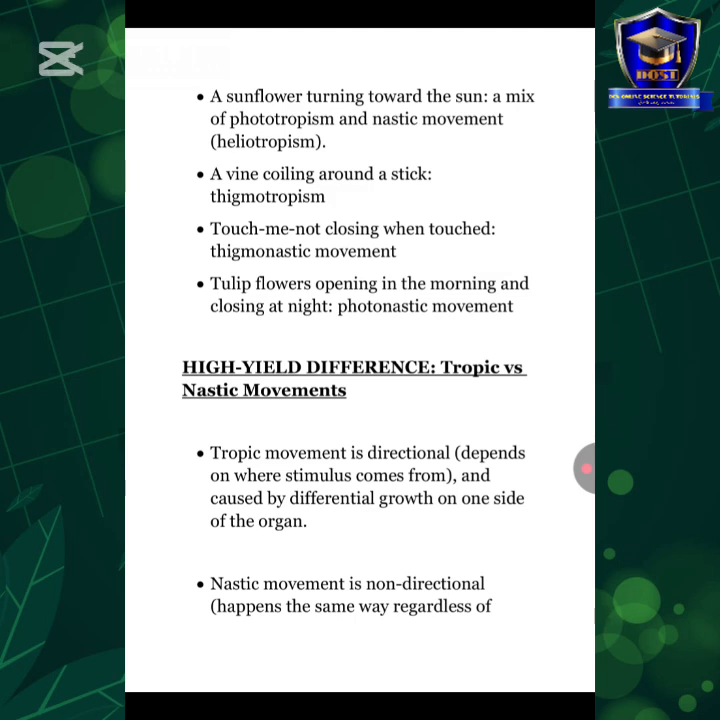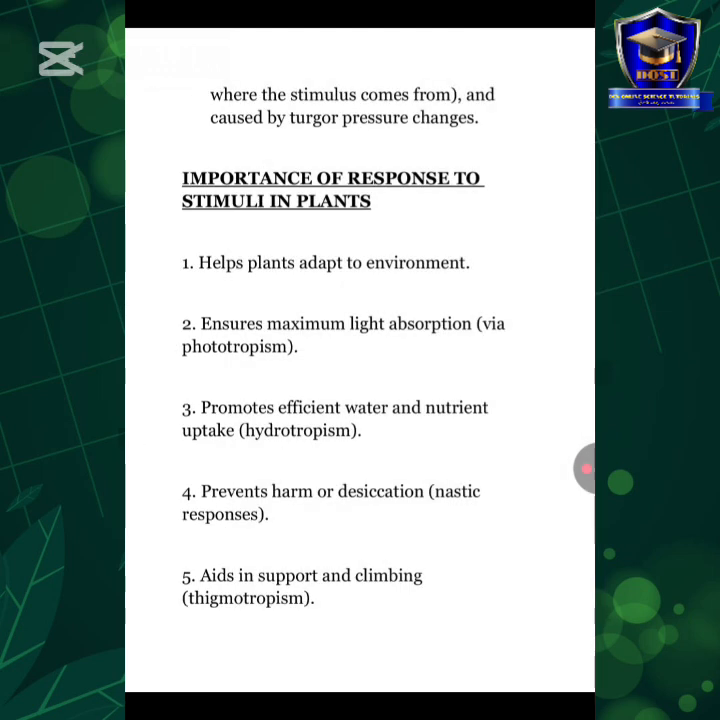But for nastic response, it is non-directional and it happens the same way regardless of where the stimulus is coming from. So whether the sun is rising from the east or the west or from the north, from the south, from the middle, the flower that opens in the morning will still open the same way. It will not say, oh, the sun is coming from east, let me open east first before south or before west. No, anywhere the sun is coming from, it will still open up normally.